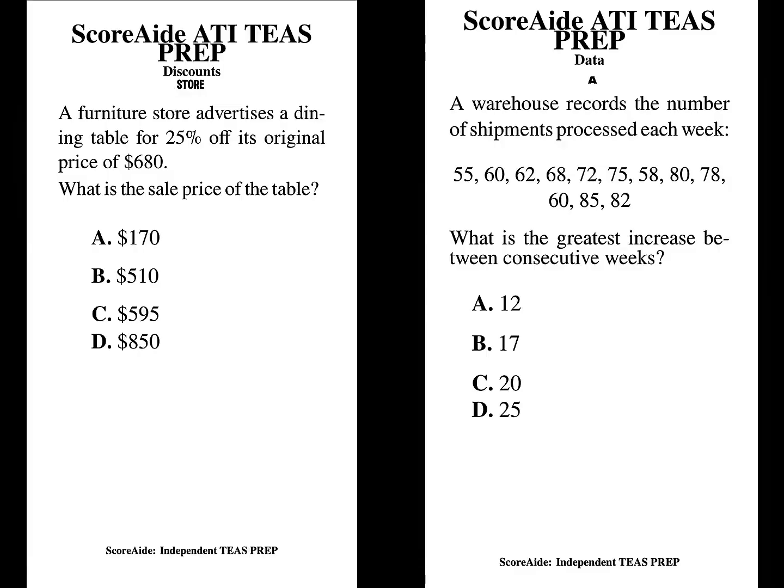A furniture store advertised a dining table for 25% off its original price of $680. What is the sale price of the table, right? So first of all, let's look at it. Let's look for the discount. So the discount is equal to 25%, which is 25 over 100 times the original price, right? So it's gonna be equal to $170, right? So that will be the discount.